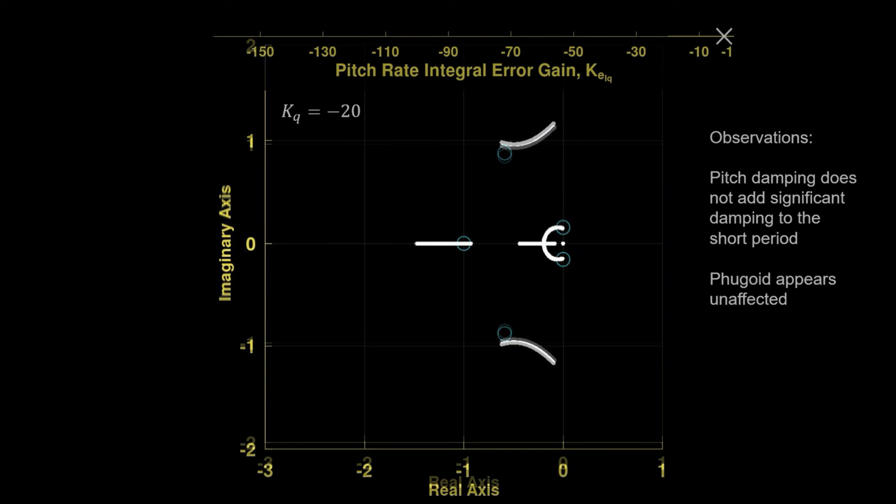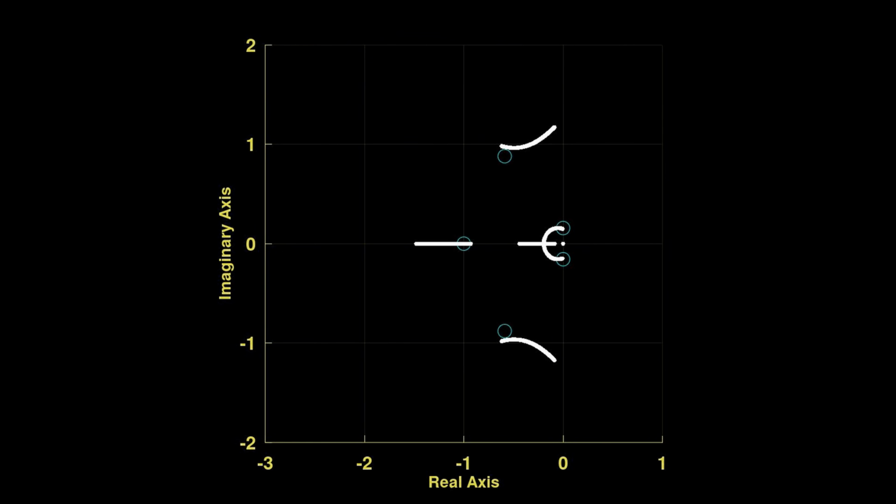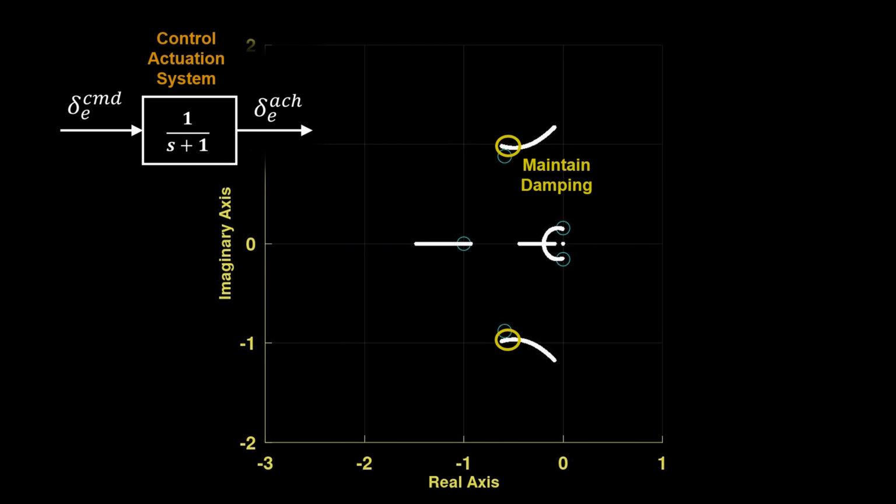Given the poor trade-offs between gains, the strategy is to select a lower value of integral error gain to maintain as much short period damping as possible while obtaining sufficiently fast tracking. As we'll see later, the culprit in all of this is the low speed of the actuator, which cannot respond fast enough to compensate for the rate of change in the short period. But for now, we'll assume that we're stuck with the present control actuation system.